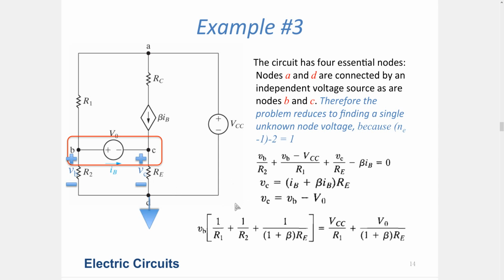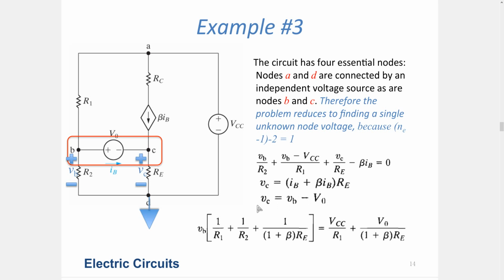And we also know that there is some relationship between the VB and VC. VB minus VC equals V0. As you can see, the voltage difference is equal to the value of the independent voltage source. So this would give us another equation.